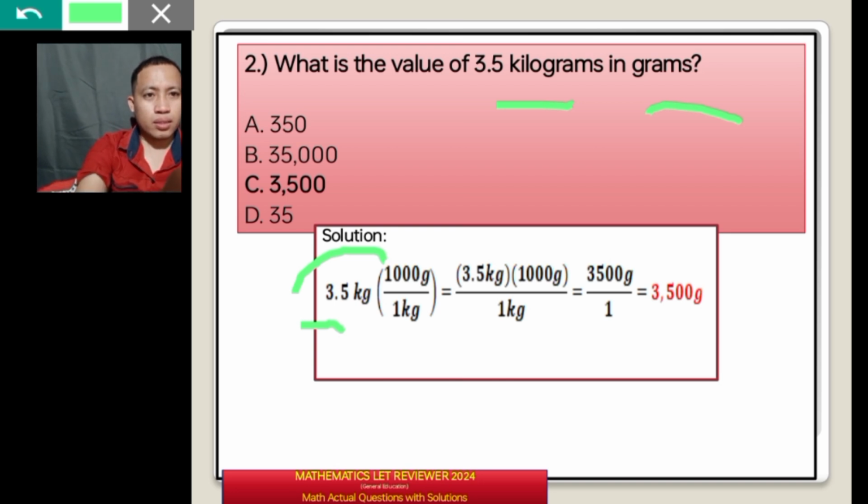Then, all you have to do is multiply 3.5 to 1,000. It's like this. 3.5 kilogram times 1,000 grams over 1 kilogram. Copy lang yung nasa denominator 1 na 1 kilogram. Then afterwards, multiply the two numbers. 3.5 times 1,000, that is 3,500. Then cancel the unit kilograms. Then ang remaining unit, we have grams. This time, we already converted from kilograms to grams. Just like 3,500 grams divided by 1, that is known as 3,500 grams. Therefore, our final answer is letter C.